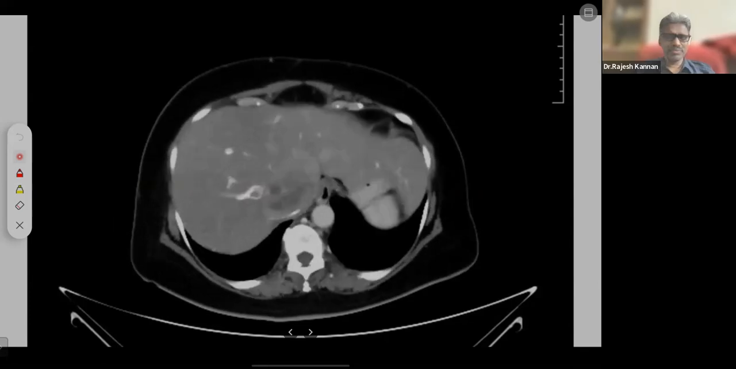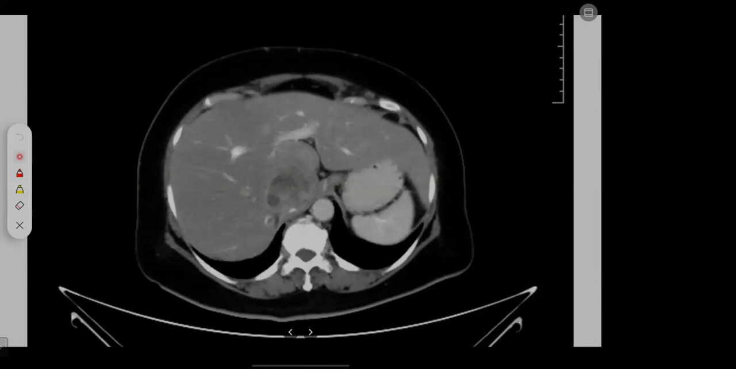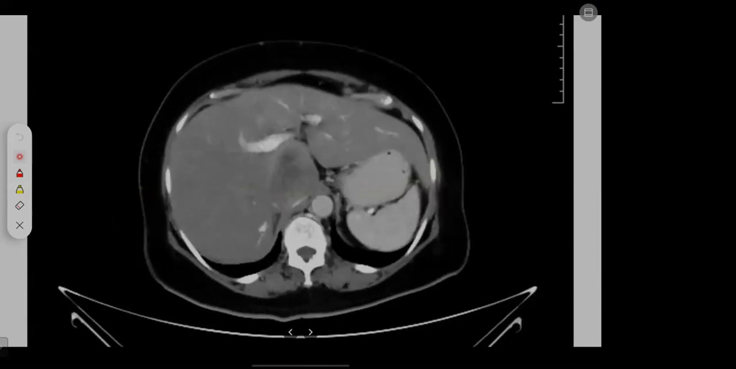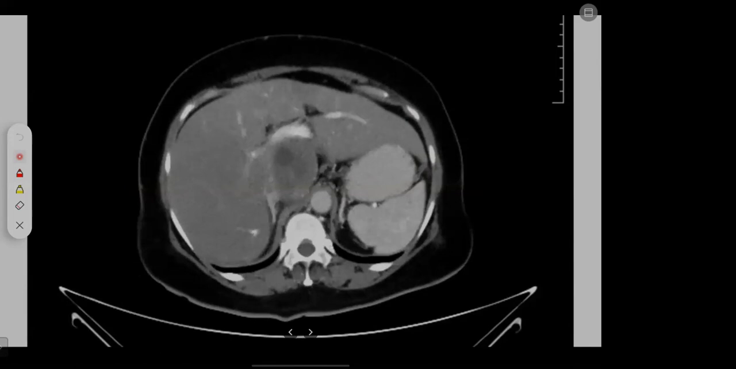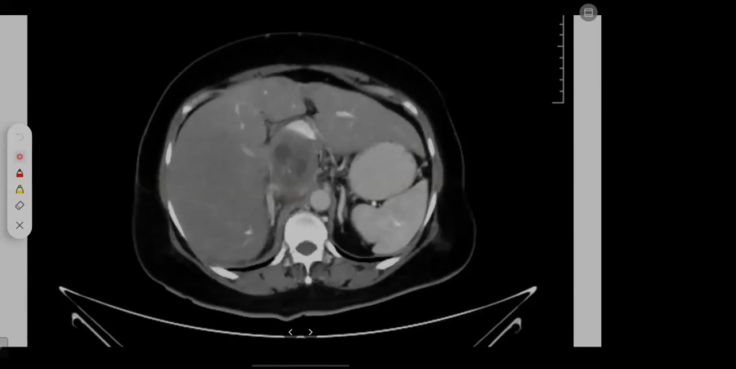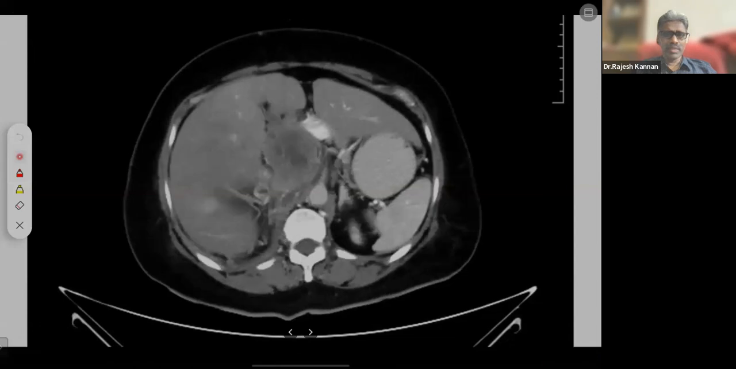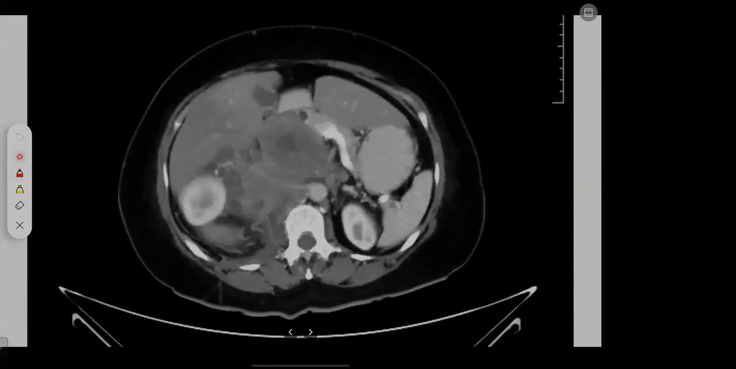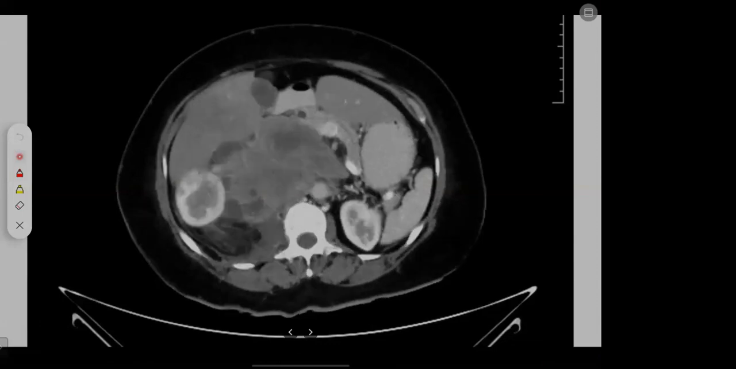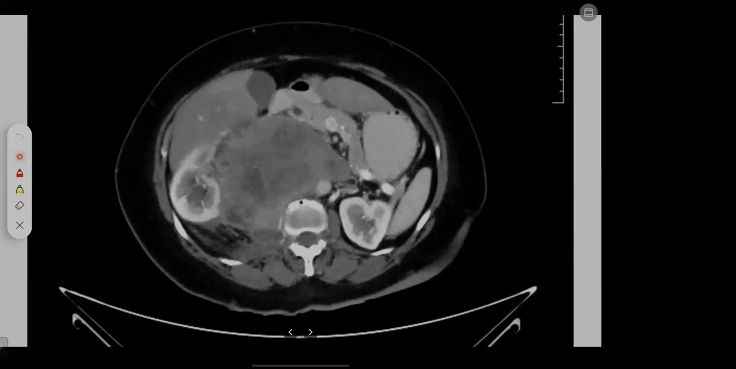Then it's extending inferiorly. See here it is involving the caudate lobe of the liver. Here the right adrenal we can see separately. Now it is displacing the portal vein anteriorly. Also the kidneys and pancreas are displaced, and the aorta is also displaced.